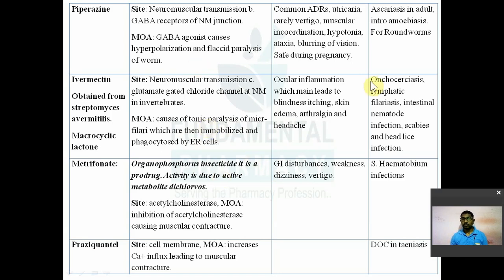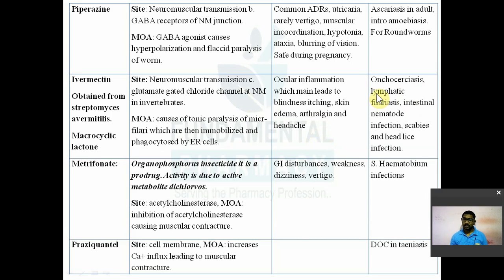It has an adverse effect of ocular inflammation which may lead to blindness, itching. So it has a specific adverse effect. It can cause ocular inflammation and blindness. Then itching, then skin edema, arthralgia and headache. So it is used to treat onchocerciasis. It is used to treat onchocerciasis. They are nothing but the infections.